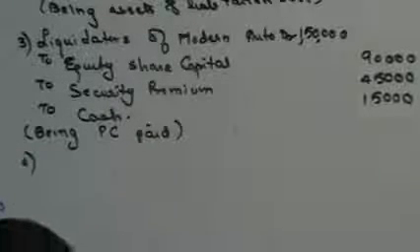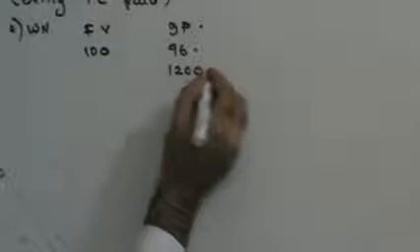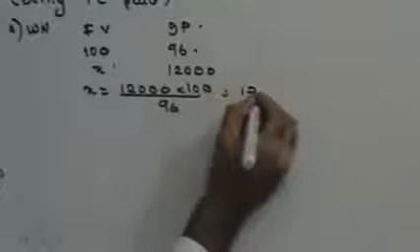Next, let's come to the exchange of debentures. They are saying to issue such amount of fully paid 8% debentures at 96. Face value, issue price. A 100 rupee debenture you want to issue at 96. In order to pay the debenture holders of Modern Auto, you require 12,000 rupees worth of debenture. That means you would have to issue debentures of what value? 12,000 into 100 divided by 96, which would be 12,500.